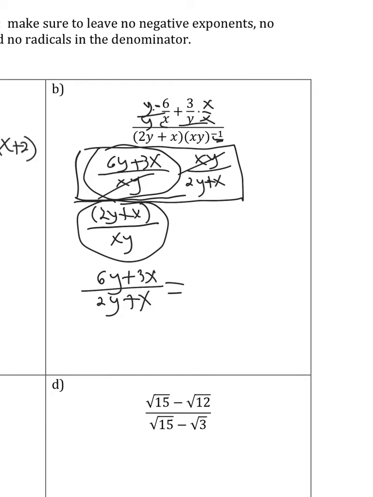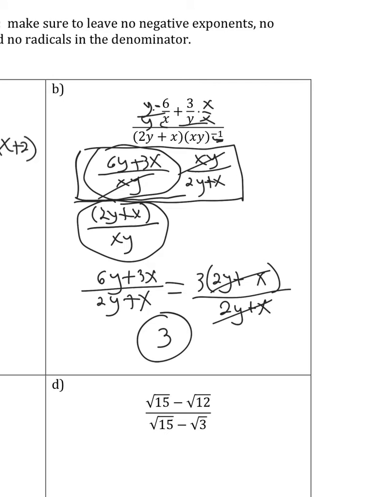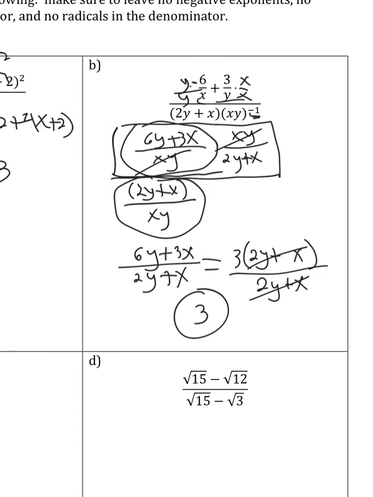And guess what? 3 times 2y plus x. Let me erase this here. This should be just an x, so we end up with 2y plus x canceling out, and again, we end up with just 3. So no matter what values of x you plug in, you're just going to get 3.